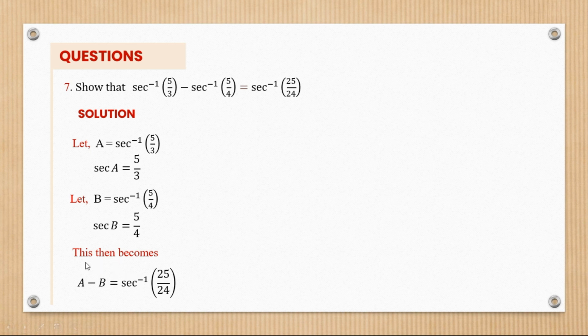So now let's bring this sec to this side. So we'll have sec of a minus b is equal to 25 over 24. So now basically what this means is all we have to do is prove that sec of a minus b shall give us 25 over 24. So let's focus on the left hand side. So we know that sec of a minus b is the same as 1 over cos of a minus b.